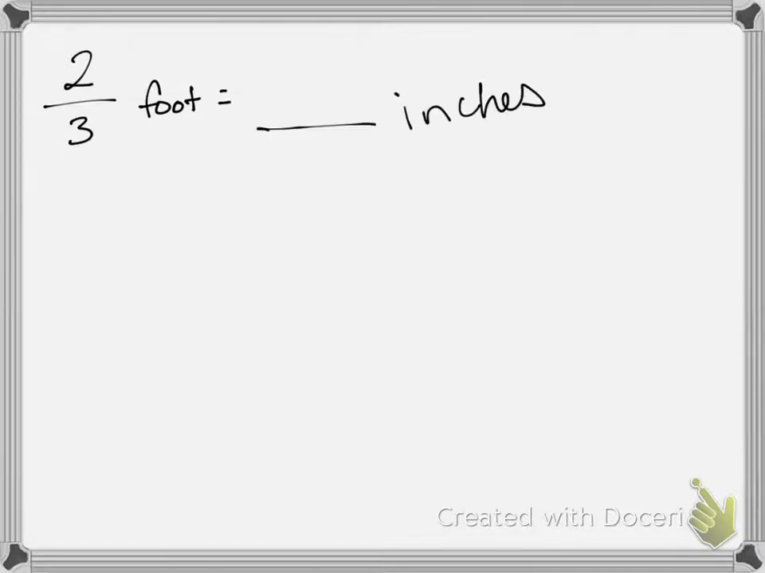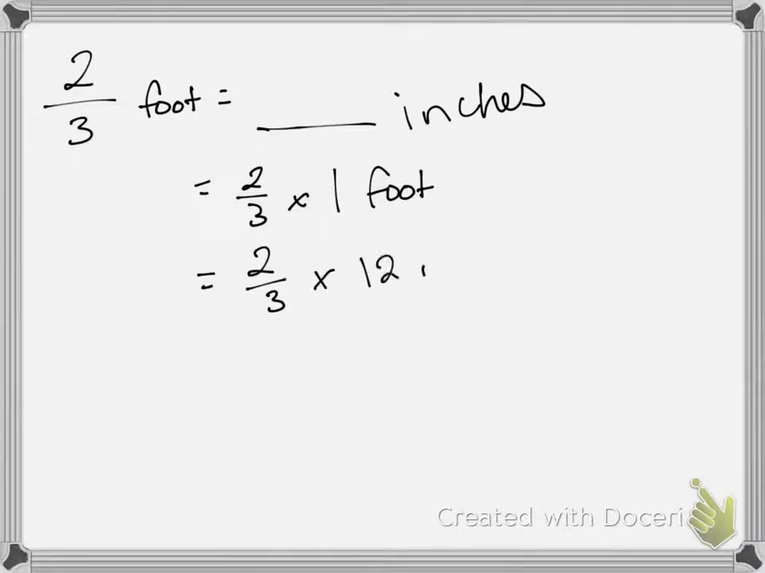And then we need to convert. So we're going to say, for instance, 2/3 of a foot equals how many inches? Well, we can solve this by saying 2/3 times 1 foot, which is the same thing as 2/3 times 12 inches, because we know 12 inches equal a foot. And then all we have to do is figure out, well, what is 2/3 of 12?